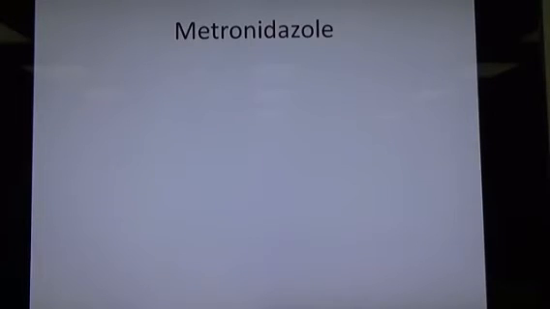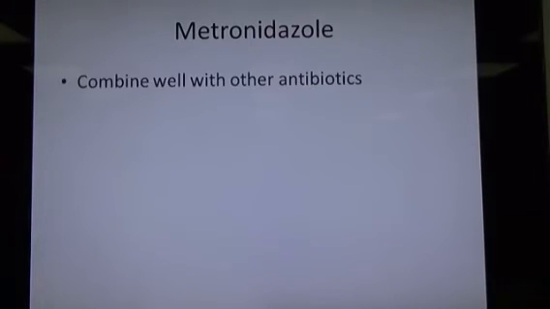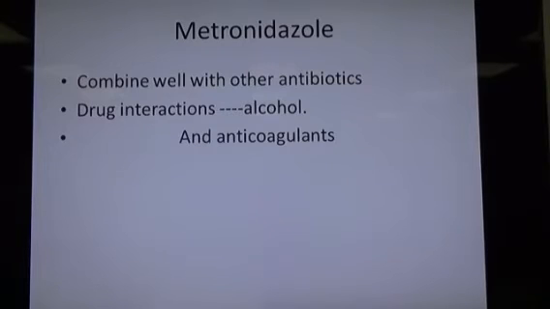Then you have metronidazole. Everybody knows it combines well with any other antibiotic. You can combine it with ciprofloxacin, with tetracycline, with amoxicillin, or yes, with the cephalosporins also. Drug interactions: it should not be given to people who are chronic alcoholics. Here it is not so common, but in Western countries and in India, you have to be careful. Be careful when the patient is taking anticoagulants, as it increases bleeding and clotting time. Then you have antifungal antibiotics.